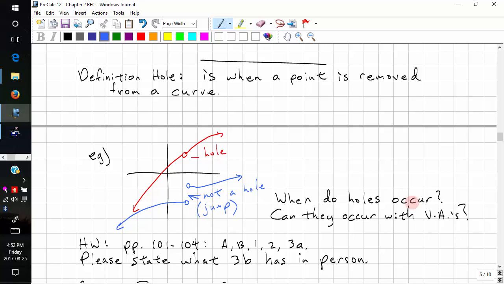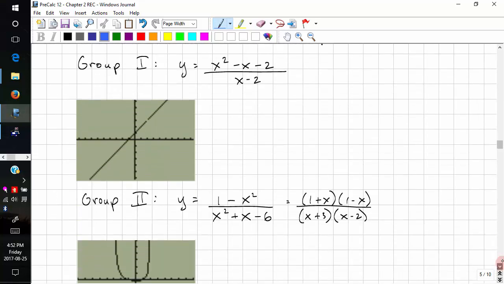So when do holes occur? Can they occur with vertical asymptotes? If you understand all that, you're ready to start on the homework. If you need a few more hints, then keep watching. So in the lab, you're considering group 1. And with group 1, when you see a polynomial, you want to factor it.